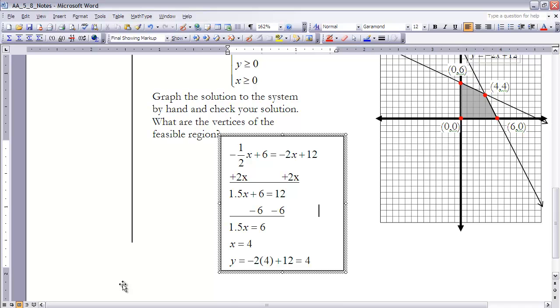And then to find the y value, I'm going to plug 4 into either one of the equations, y equals negative 1/2 x plus 6 or y equals negative 2x plus 12, either one. I chose to put it into the negative 2x plus 12. If I do that, I get y equals negative 2 times 4 plus 12, therefore y would be equal to 4. So I found that the ordered pair 4, 4 is the intersection of these two lines. So I've now labeled all 4 of my vertices. That's going to be extremely important as we start looking at section 5.9, using those vertices to solve linear programming, which we'll get to in just a little bit. Okay.